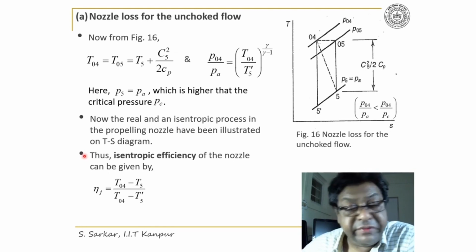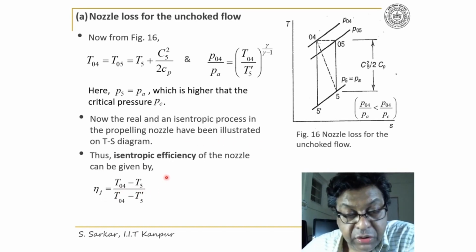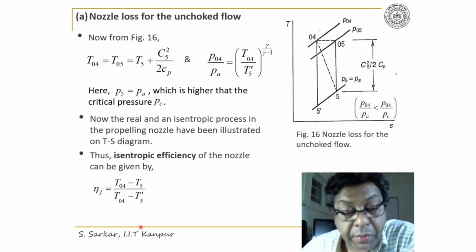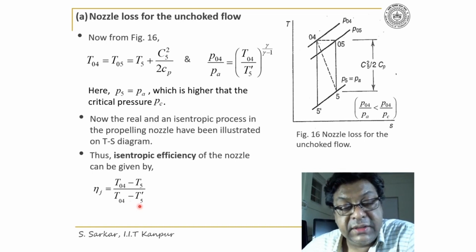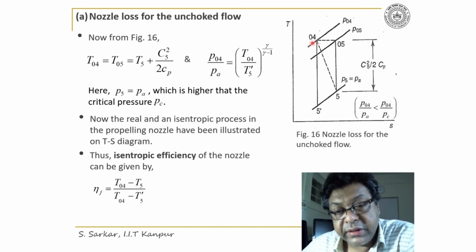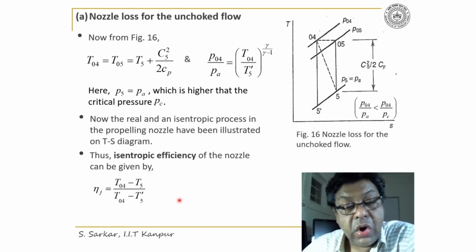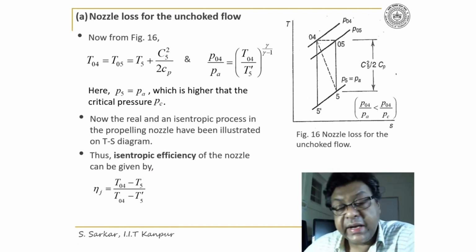Now let me define the isentropic efficiency of the nozzle, which can be expressed as eta J equal to T04 minus T5, actual temperature drop in the nozzle, divided by isentropic temperature drop, that is T04 minus T5 dash. Here you see, look in the TS diagram, this is T04 and T5, this is T04 and T5 dash. So after definition of the nozzle efficiency, I can go ahead further.